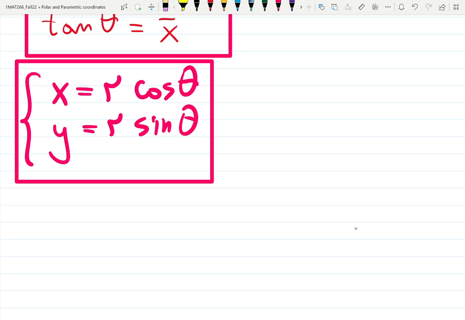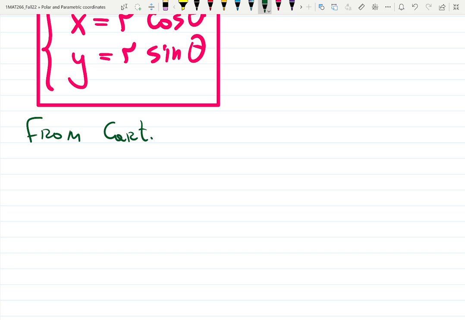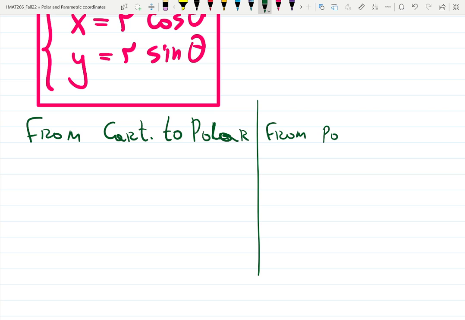Now, how to jump between those two? That will be lots of homework questions, you will see it. And on the test, we're going to ask you. So Cartesian, let's do it like so. From Cartesian, they call it rectangular sometimes, to polar. I keep saying it because in your homework you will see it. So many students ask me, what do they mean by rectangular? And then back, from polar to Cartesian.